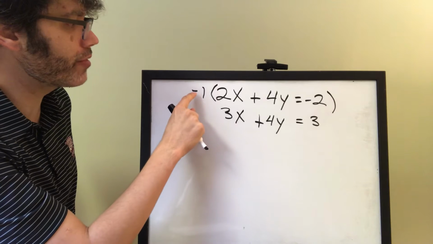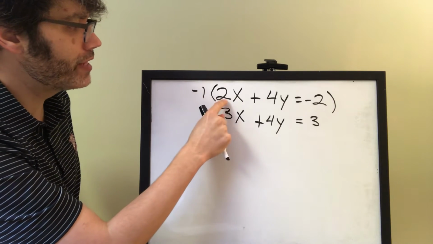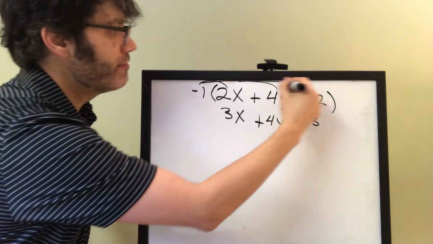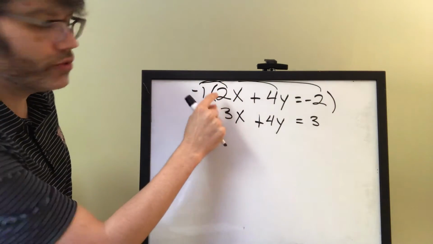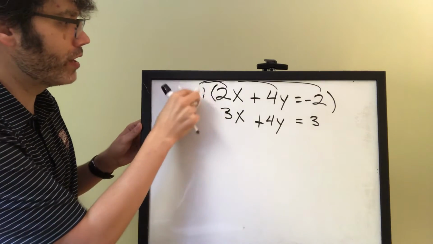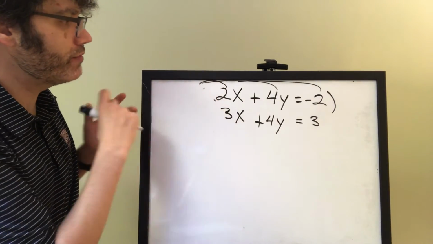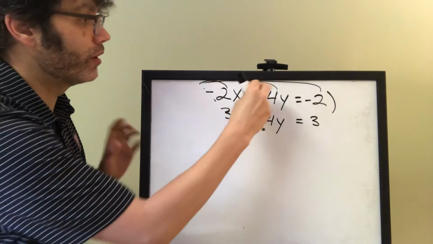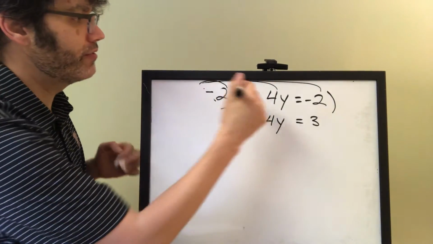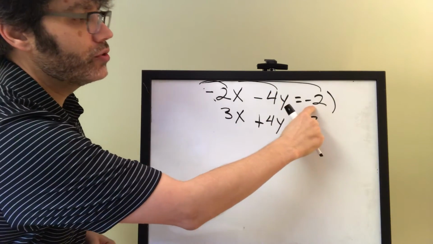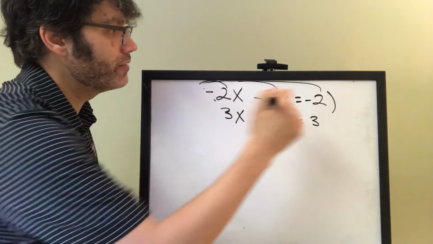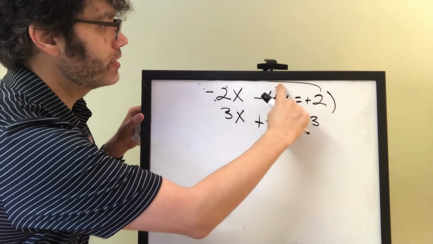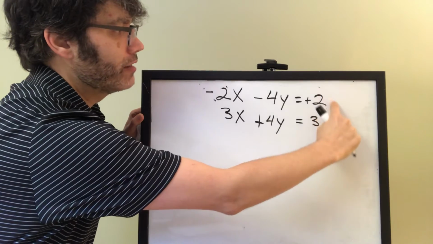So if I multiply through by -1, I'm going to distribute this over everything. So this 2 turns into a -2, so -1 times 2 is -2. -1 times 4 is -4, so that turns into a negative. And then -2 times -1 turns out to be a +2. Okay, so I have just multiplied just the top equation through by -1.